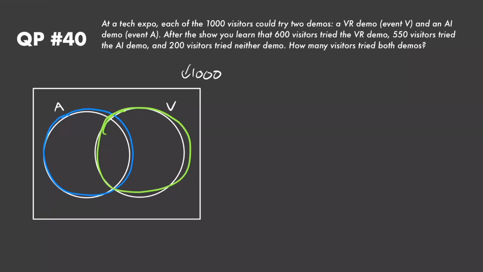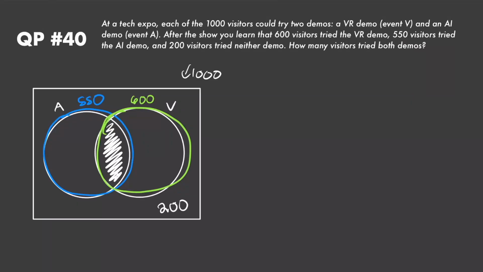Okay, so now what information is the question giving us? We have 1,000 total visitors, right? 1,000 people within the box, 600 visitors who tried the VR demo, which means we're going to have 600 people within the green circle, and 550 who tried the AI demo, which means we have 550 in the blue circle. Now we have 200 who tried neither, so 200 out here. And what's it asking us? How many visitors tried both demos? So that's just going to be the intersection between A and V.